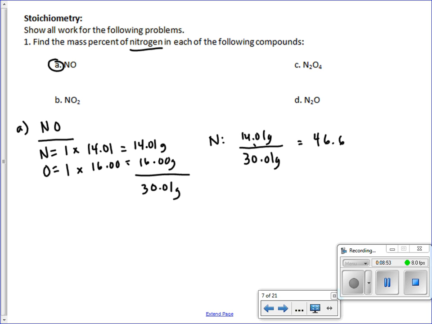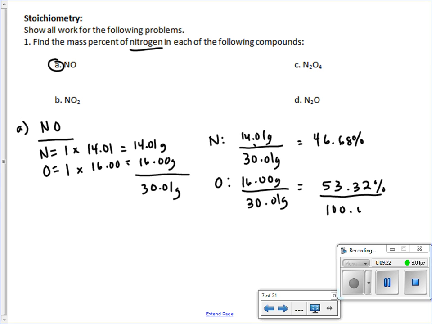we get something like 46.68%. Notice that I've gone to 4 sig figs here because I used 2 digits past the decimal, which is fairly commonplace when we're doing calculations. All right, oxygen, on the other hand, weighs 16.00 grams out of the 30.01 grams, so that's slightly more than 1/2, and you get something like 53.32%. When you're doing these, remember that they should add up to 100%. If you get something like 99.99, you're probably okay. It had something to do with rounding, but if you're off by more than a 100th or so, or 200ths either way, I'd say go back and check.